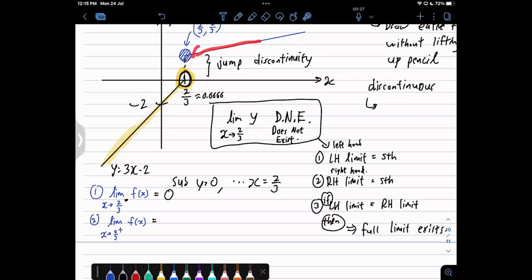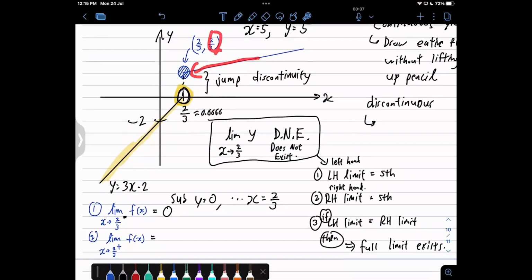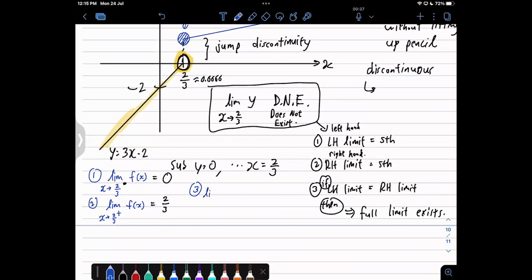You approach from the right. You look at the y coordinate, okay, 2 over 3. So it equals 2 over 3. Then step number 3 is to check whether the left-hand limit equals the right-hand limit. Clearly, the limit as x approaches 2 over 3 from the left of f of x equals 0. 0 is not equal to 2 over 3, where 2 over 3 equals the limit of f of x as x approaches 2 over 3 from the right. Since they are not equal, therefore we conclude that the full limit as x approaches 2 over 3 of f of x does not exist.